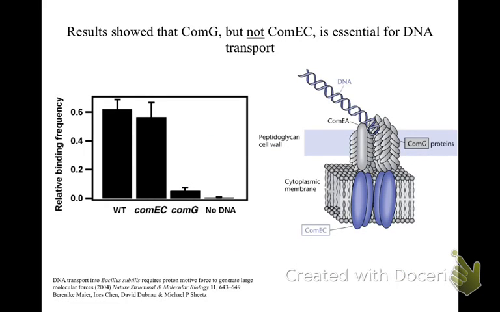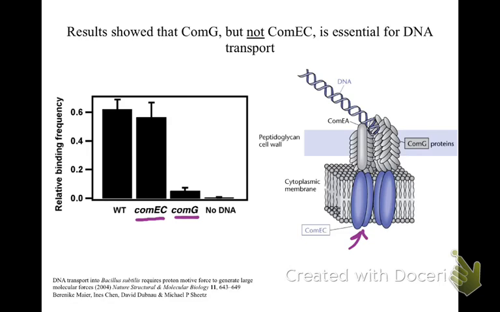Now, when they did this experiment, they not only looked at a wild-type cell, but they also looked at some mutants. In particular, they looked at strains that had the COM-EC gene removed, so they would make no COM-EC protein. And they also looked at mutants that lacked COM-G, meaning they would not be able to make the pseudopilus.